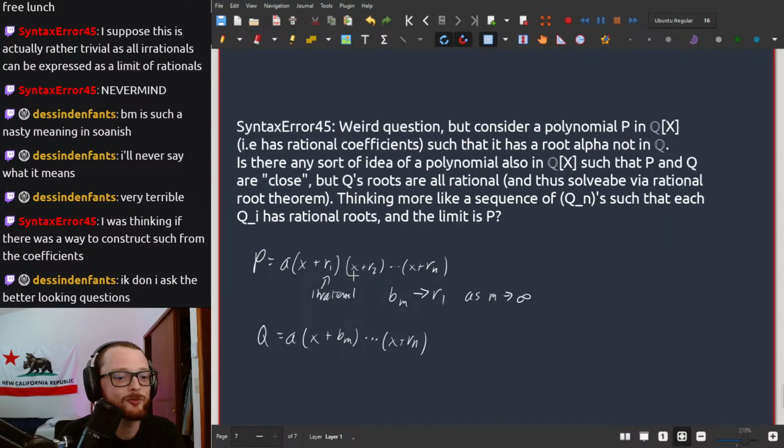Or like, it could be an interesting thing if you don't know what the irrational root is. But then you're just getting to numerical approximations. Never mind.